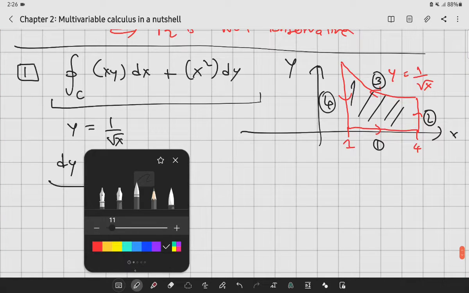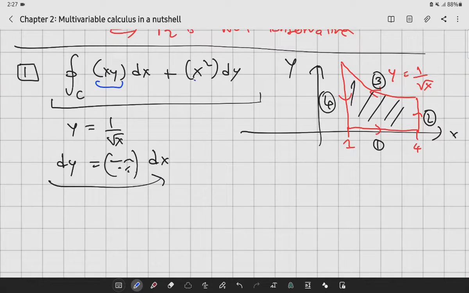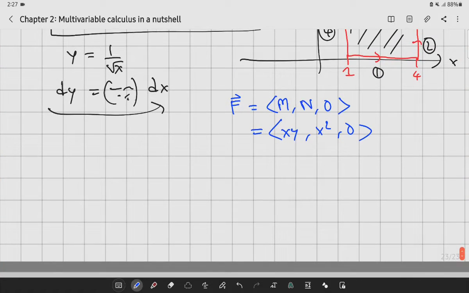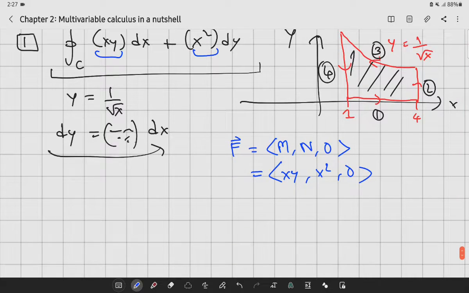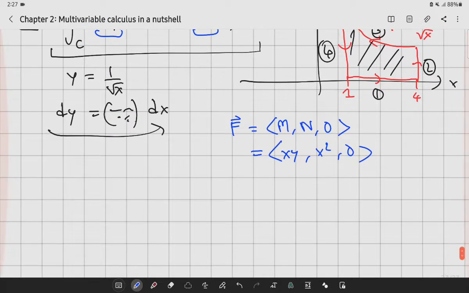Let's imagine that these things are components of a vector field, specifically f equals m n 0, because you don't have any dz part in here. So this is simply xy, x squared, and 0. Now, how do I apply Stokes Theorem in here? If I apply Stokes Theorem or Green's Theorem in 2D, but let's start from the Stokes Theorem.